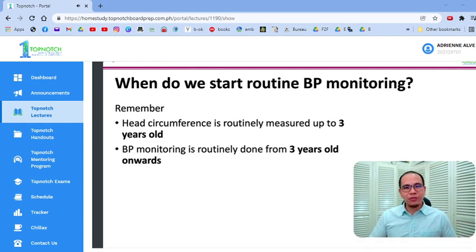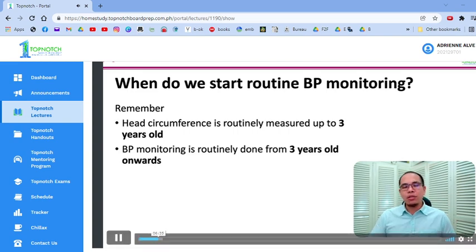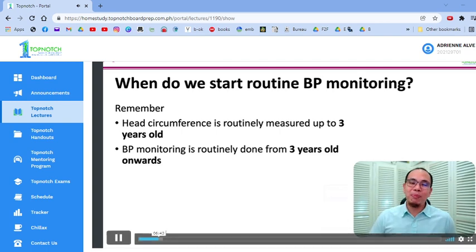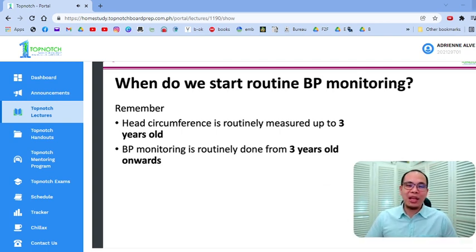So the 3 cutoff, the 3 mnemonic, okay, yung number 3, the age 3, is only applicable when we're talking about routine blood pressure and routine head circumference monitoring.